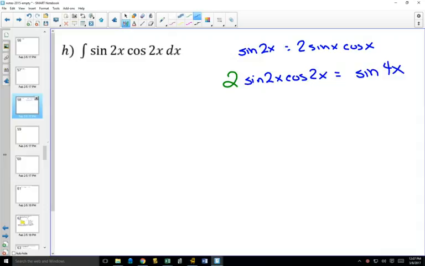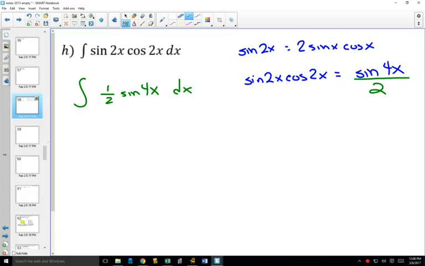Can you see that? But I don't have this 2 out in front, so I could take this 2 and put it on that side. And then my integral becomes 1/2 sine 4x dx instead of sine 2x cos 2x. And now we have an integral of the form ax plus b, which you did the other day.